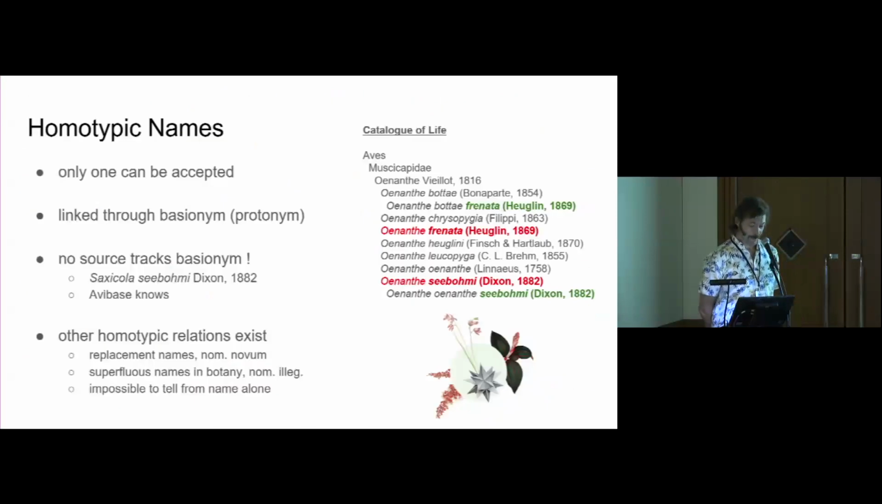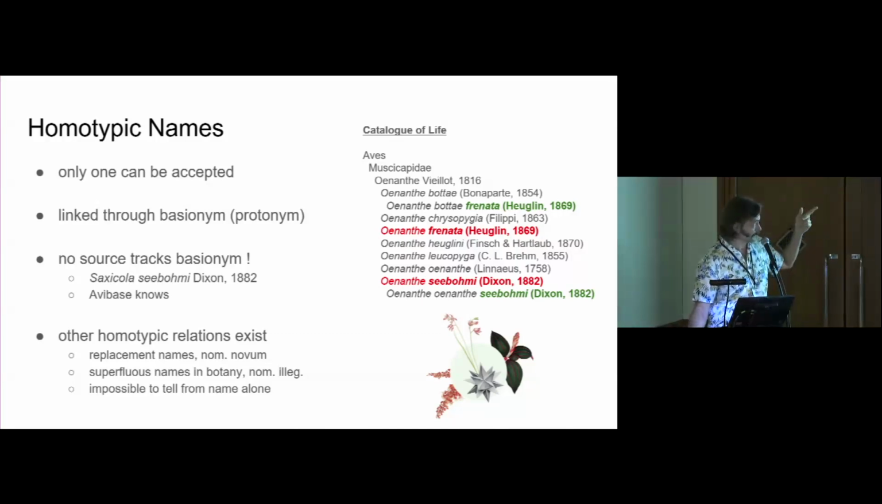So let me go back to that example that we had before. We had two Enanthi names that we've inserted from the red list. But if you look more closely, in the Catalogue of Life they did exist, but they were treated as subspecies. So they're different names, but they're all homotypic, and it doesn't make any sense to have the species and the subspecies accepted in the same class, in the same taxonomy. So we need to change that.